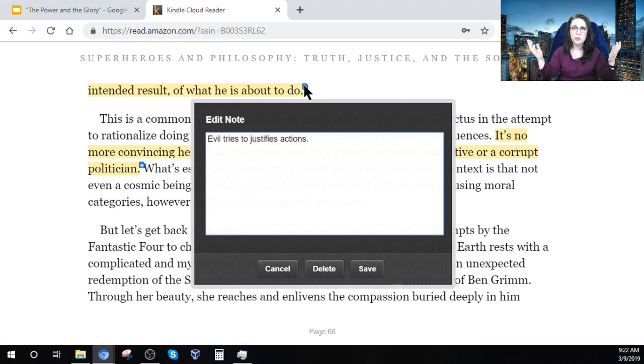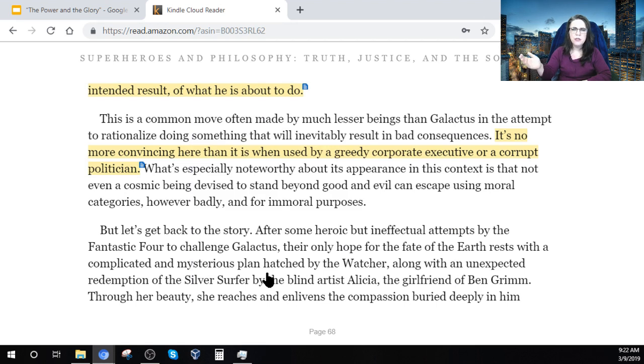Now I want you to think about TV shows, movies, songs, artwork, all these popular culture mediums that we have. Do you see other places where evil tries to justify what it is about to do?